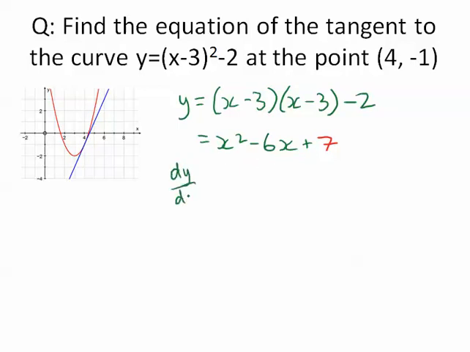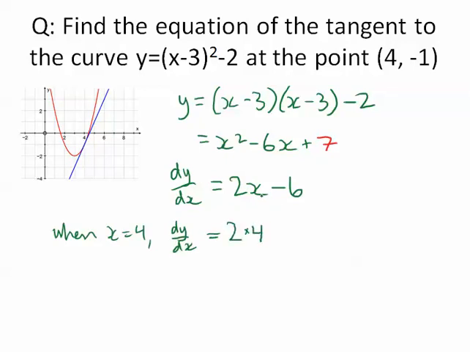So this is the equation of the curve, and now we need to differentiate it. So dy by dx equals, and differentiating x squared is 2x, and differentiating this gives us minus 6. And we want to know what the gradient is at the point (4, negative 1). So when x equals 4, dy by dx is equal to 2 times 4, we're just putting 4 in instead of x, minus 6, which is 8 minus 6, which is just 2. So we know that the gradient has to be 2.